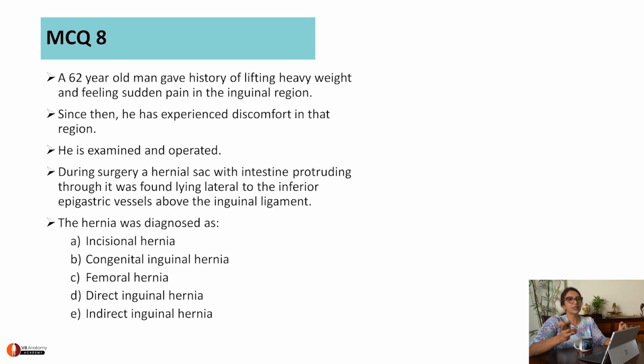Lateral to inferior epigastric vessels, above the inguinal ligament. What lies lateral? Always an indirect inguinal hernia lies lateral. What lies medial to the inferior epigastric? Always a direct inguinal hernia. So now we have something in our mind.